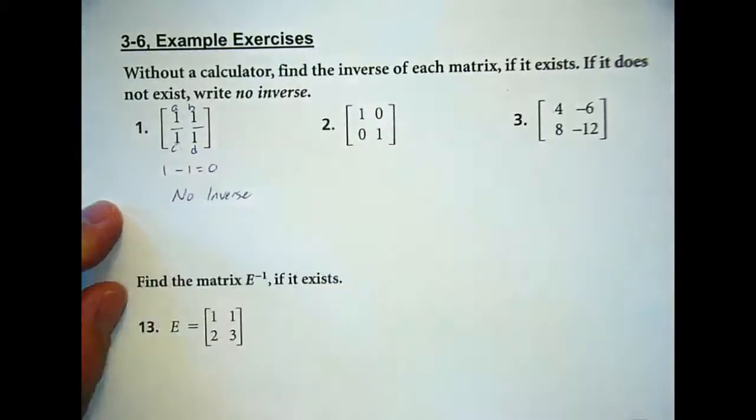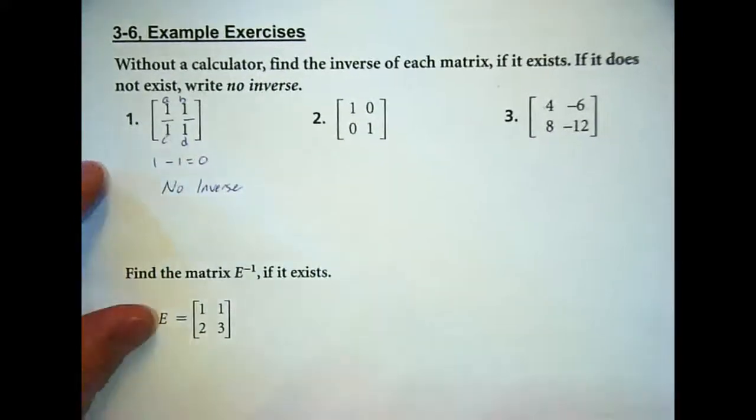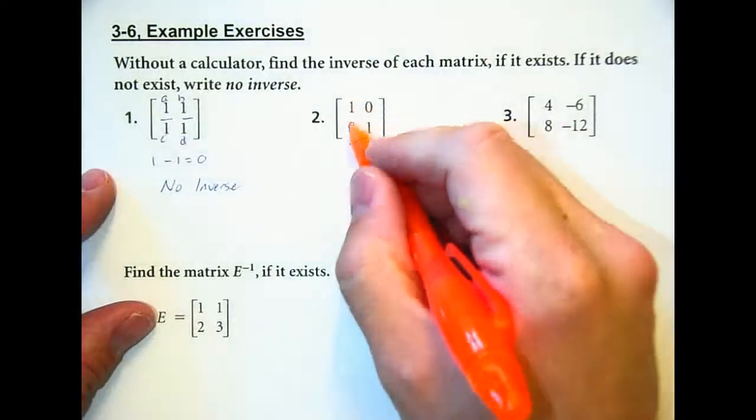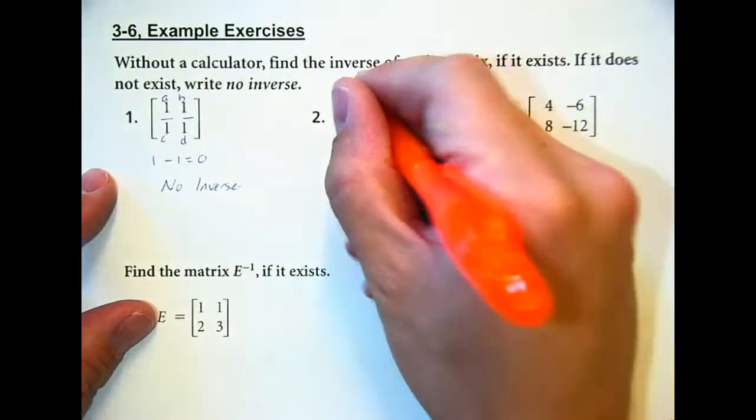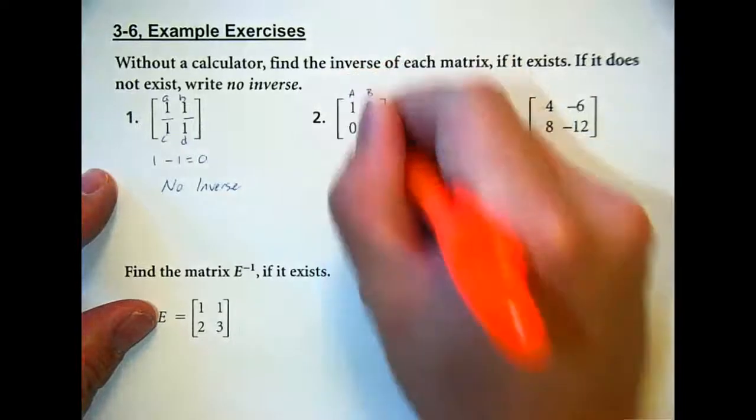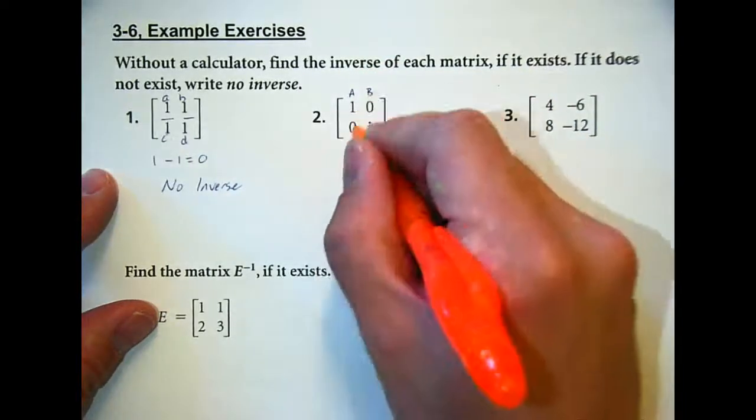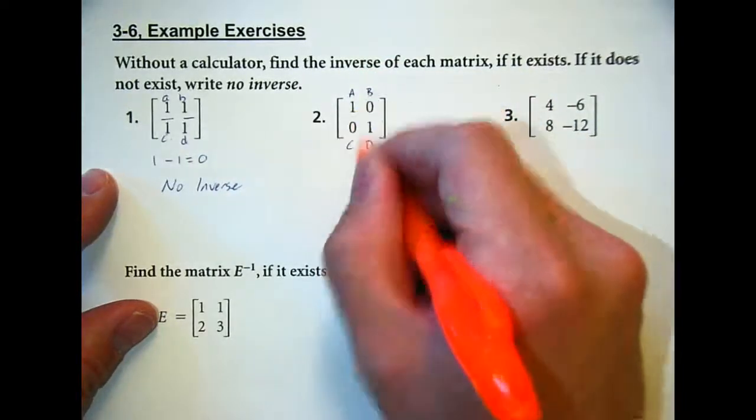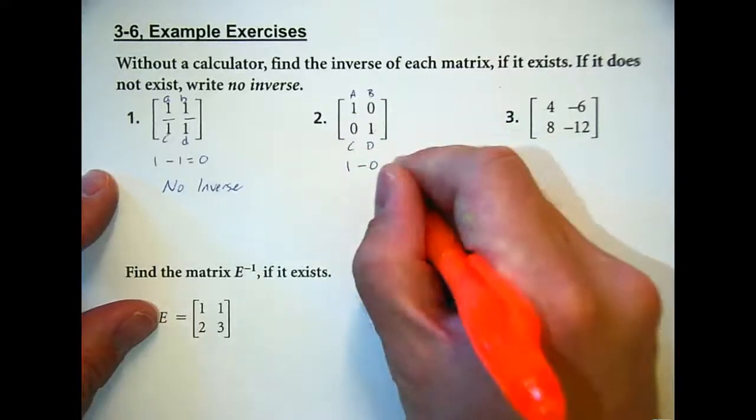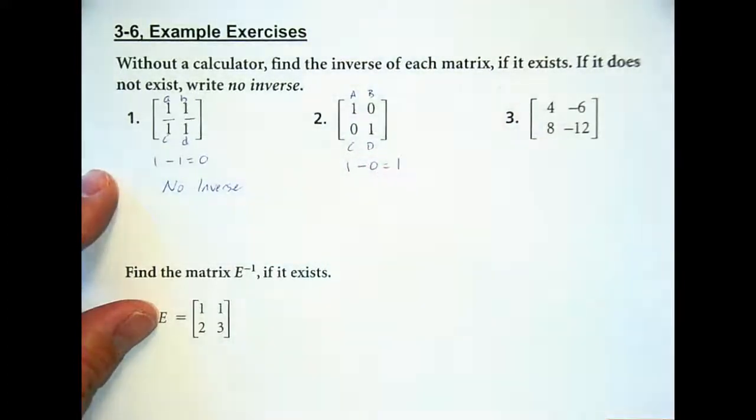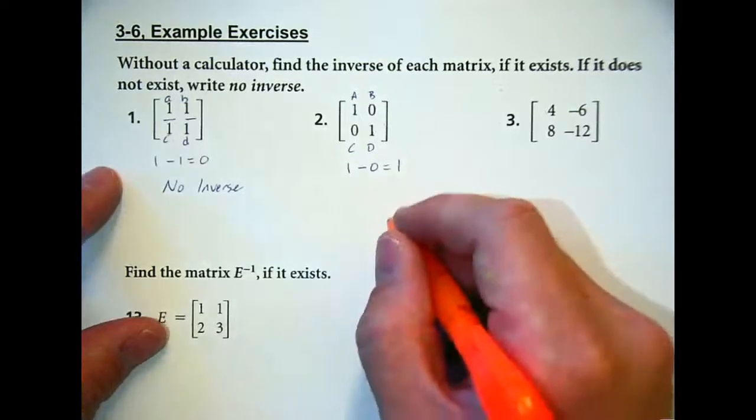Okay? Here, if I go that over that, and that over that. Does it have an inverse? Yeah. So A, B, C, D. I go 1 times 1, 0 times 0. That equals 1. Okay. That means it stays the same. What's that? That means it stays the same.